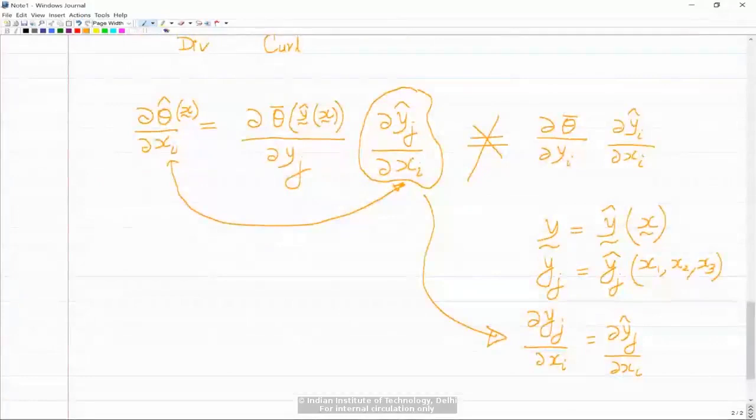And this ∂yj/∂xi has got a name also. This is also called Fji, big F, the ji component of the deformation gradient matrix. Okay, and it turns out it's a second order tensor, this deformation gradient. We'll come to that more clearly later on.